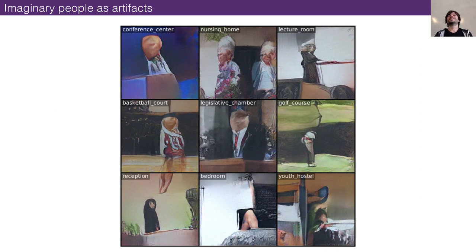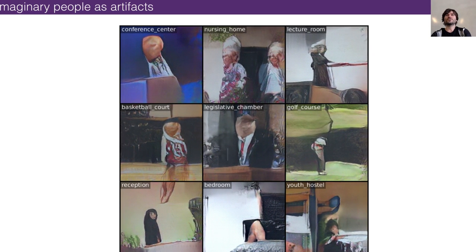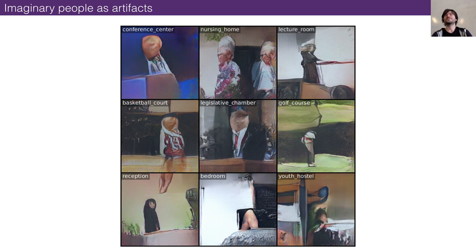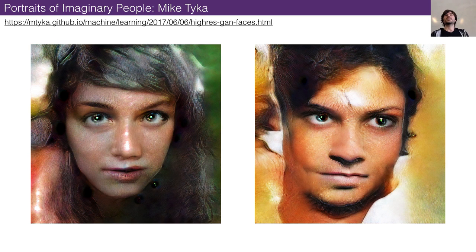This is a discotheque. I love the way that people come out in these. So nursing home, legislative chamber. That looks like a certain president. I don't know which one. And then the golf course and so on, reception.